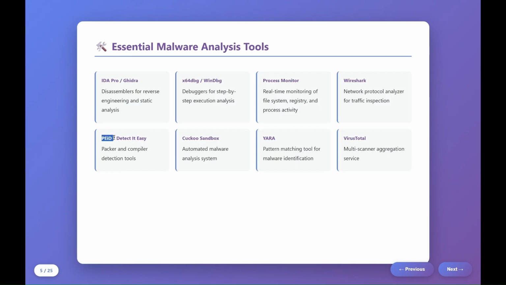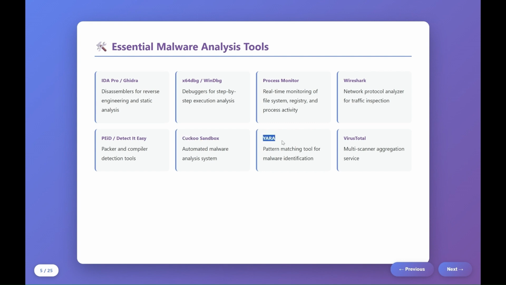Next we have PEiD and Detect It Easy. So these tools help detect packers, compilers, and obfuscation, and it is super useful when malware is compressed to hide its real code. Then Cuckoo Sandbox, an automated sandbox that runs the malware for you and captures behavior, file drops, network traffic, and IOCs. So it is great for quick dynamic analysis.